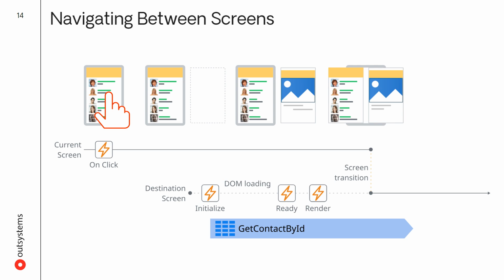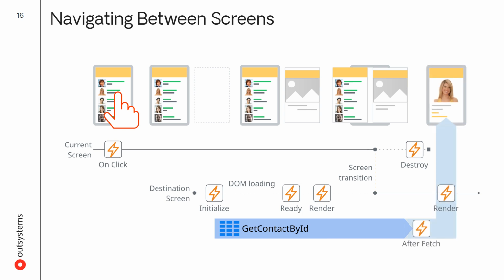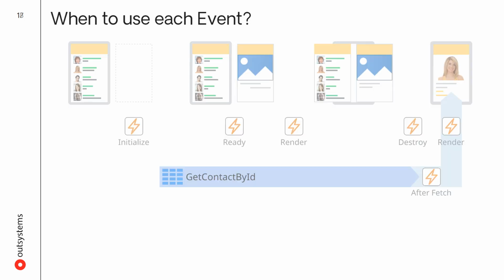Up until now, all work happened behind the scenes. When the transition is complete, the onDestroy event of the old screen triggers. Then, as each aggregate returns a response, the afterfetch event of the aggregate triggers, as well as the render event of the screen with the new data, just like in the previous scenario. So far, we've discussed the lifecycle and when each event is triggered during this lifecycle. Let's now see some common use cases for each one of these events.